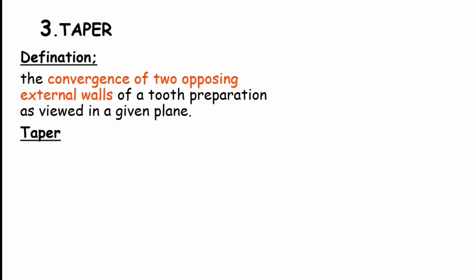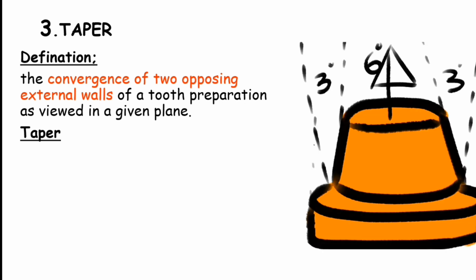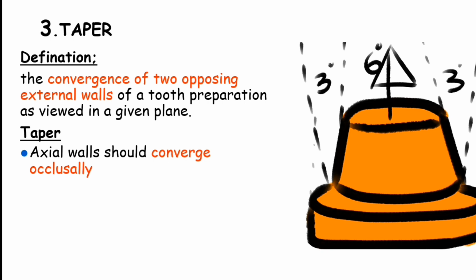Number 3 is taper. What is taper? It is the convergence of two opposing external walls of the tooth preparation as viewed in a given plane. You can see the axial walls should converge occlusally. So what are the axial walls? The axial walls are the dotted lines you can see, and there is 3 degrees showing. So these are the axial walls, and they should converge occlusally.